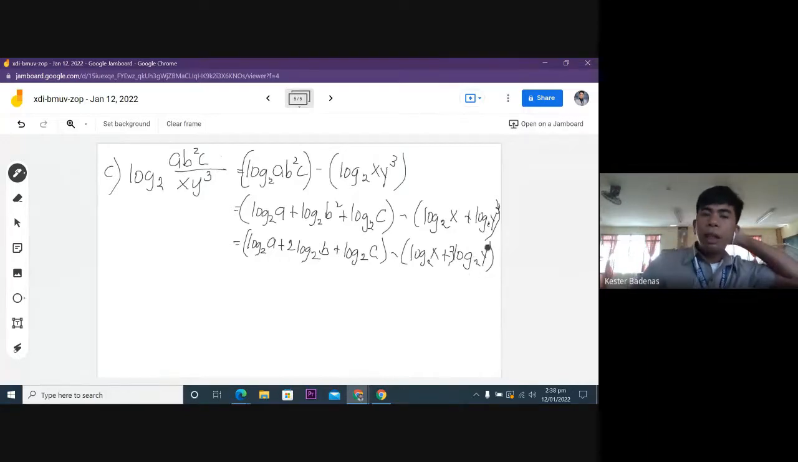So the expanded version of logarithm of ab squared c all over xy cubed with the base 2 is equal to the quantity of logarithm of a with the base 2 plus 2 logarithm of b with the base 2 plus logarithm of c with the base 2, subtracted by the quantity of logarithm of x with the base 2 plus 3 logarithm of y with the base 2.